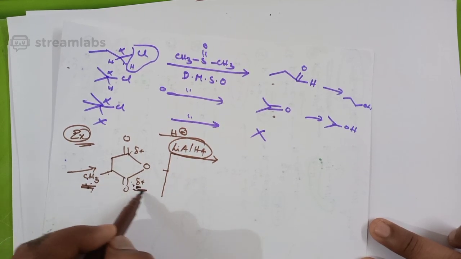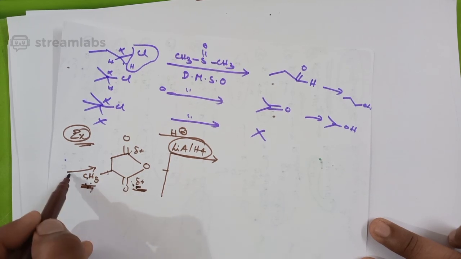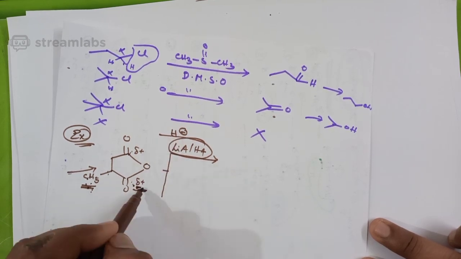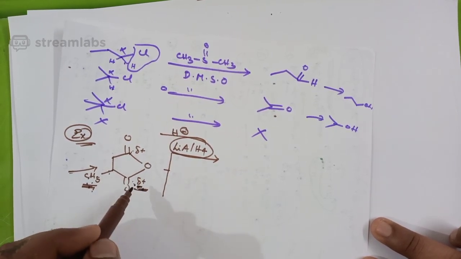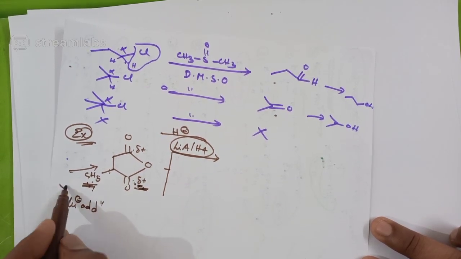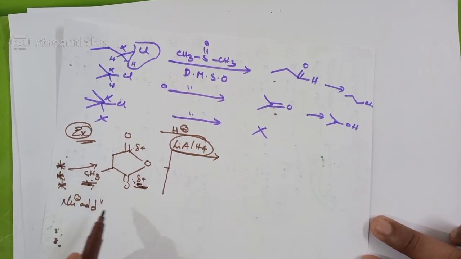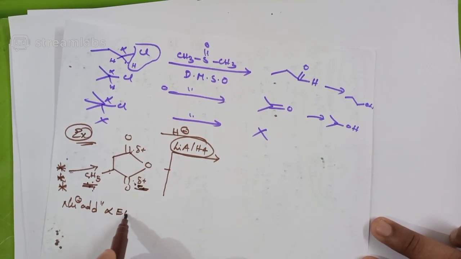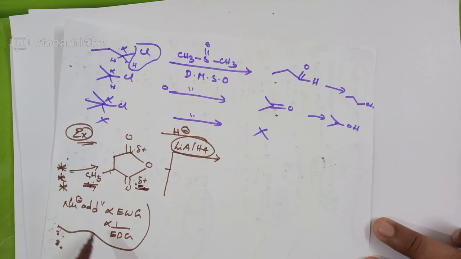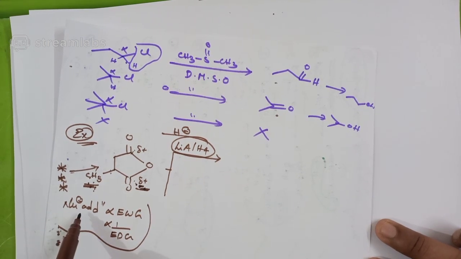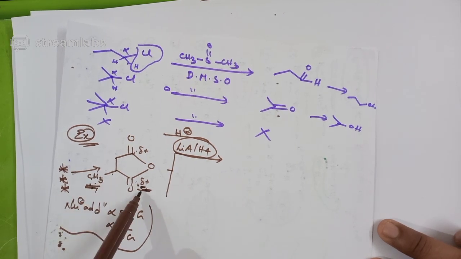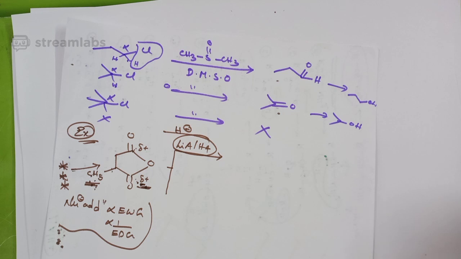Which effect is more here? It decreases H minus attack, because whenever it donates electrons, the charge decreases, and H minus finds it difficult to attack here. So the point is, nucleophilic addition, very very important. Nucleophilic addition is directly proportional to electron withdrawing groups and inversely proportional to electron donating groups. So if donating groups are there, nucleophilic addition is difficult, and if withdrawing groups are there, nucleophilic addition is easy. So now here a donating group is there, so nucleophilic addition is difficult.